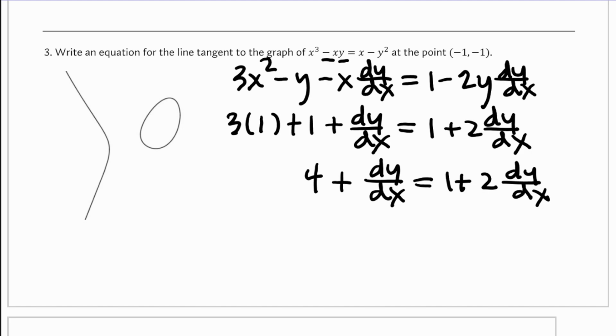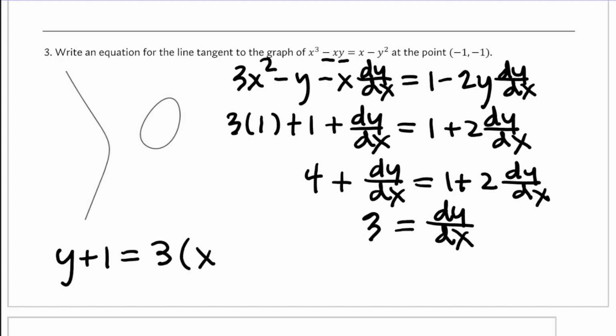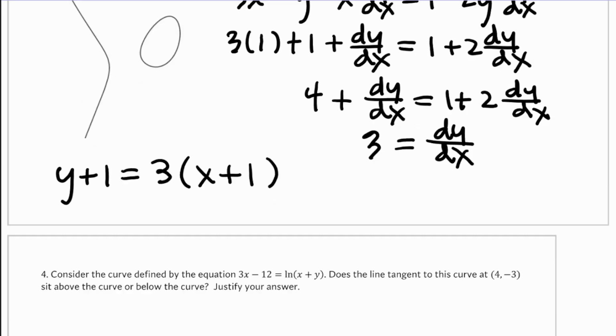I'm going to subtract 1 from both sides and subtract a dy dx from both sides and see that the slope is going to be 3. Okay. And then I'm going to say, okay, I've got a point and a slope, so I can write my equation. Y minus the y coordinate is equal to the slope times x minus the x coordinate. Okay, and that's an equation for the tangent line.